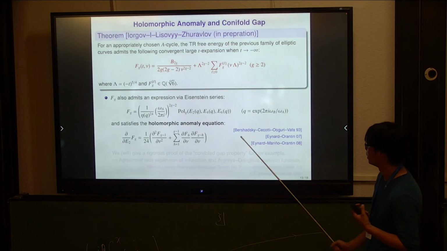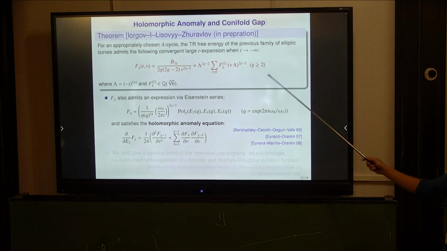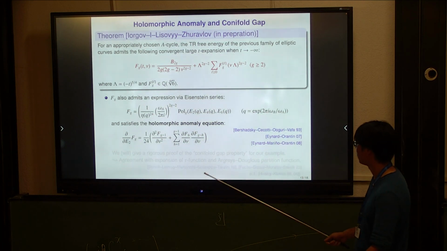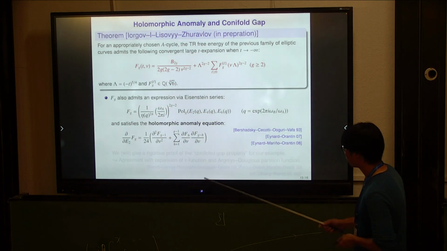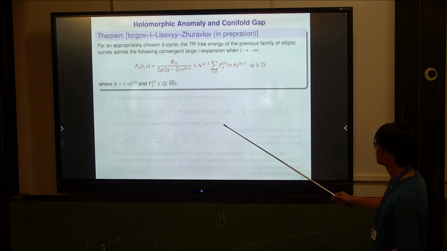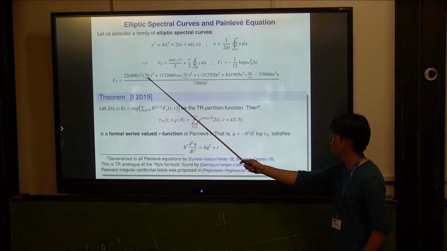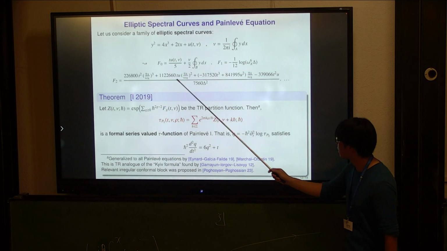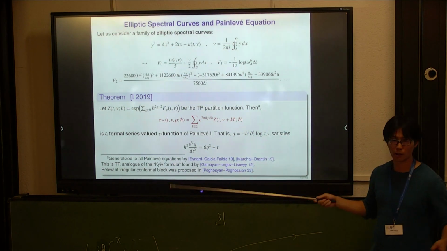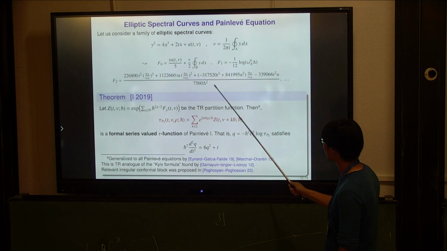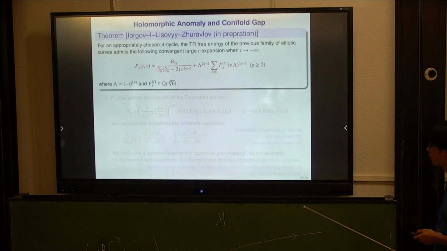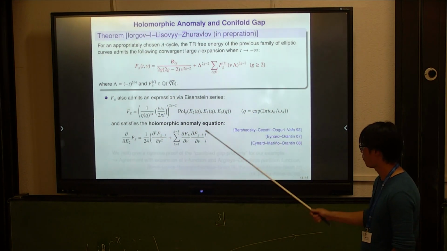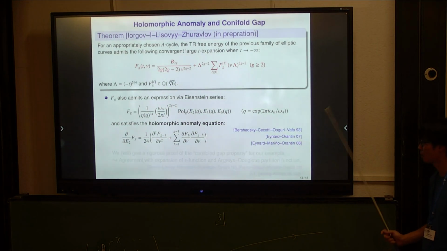Once we have this kind of behavior, we can compare this to other computations by holomorphic anomaly. From previous slides, as we have seen, this is written as a polynomial in eta A over omega A, which is essentially the Eisenstein E2. Also, T and U are basically E4 and E6, so it is quasi-modular, up to the discriminant. It is a polynomial in E2, and it satisfies the holomorphic anomaly equation. Okay?